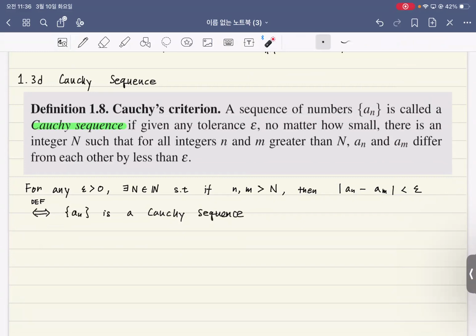From now on, I'm going to prove two things. Every converging sequence must be a Cauchy sequence, so I will prove this one first. And on the other hand, I also want to prove that every Cauchy sequence must be convergent. If I can prove both statements, then that will prove that the set of all Cauchy sequences equals the set of all converging sequences. Right? Good.